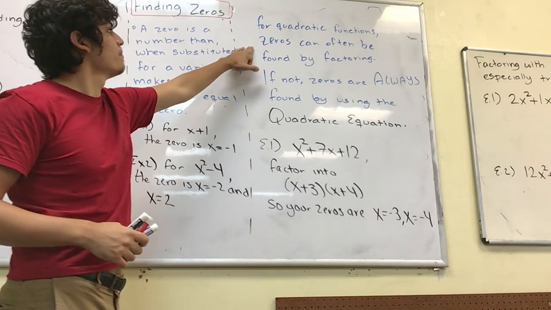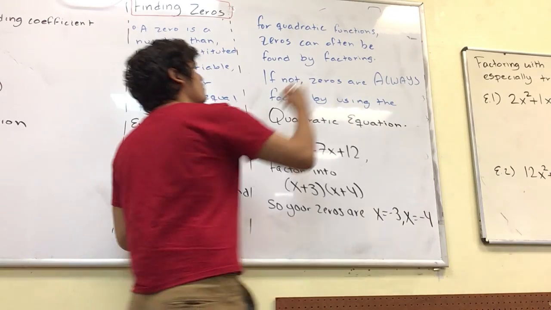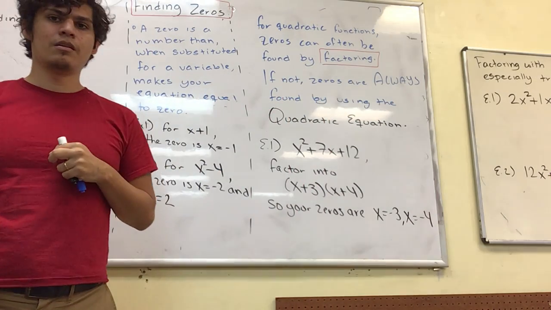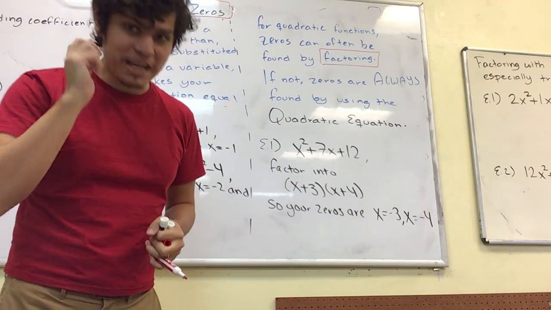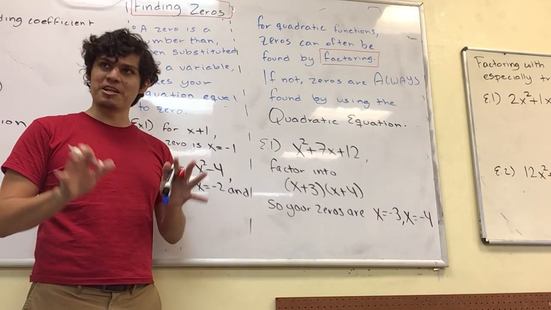All right, so just so you can see there, Jose Luis, will you read this for me, please? For quadratic functions, zeros can often be found by factoring. If not, zeros are always found by using the quadratic equation. Right, and so some of you already listening might be like, well, what about imaginary zeros? Yeah. We'll get there later. Okay, right now we're keeping it simple.